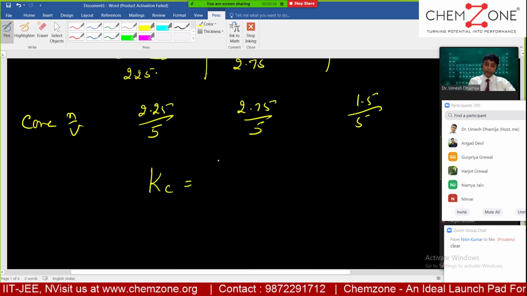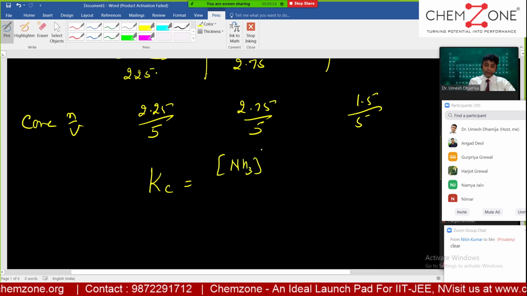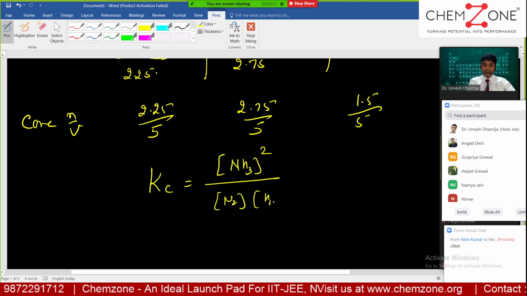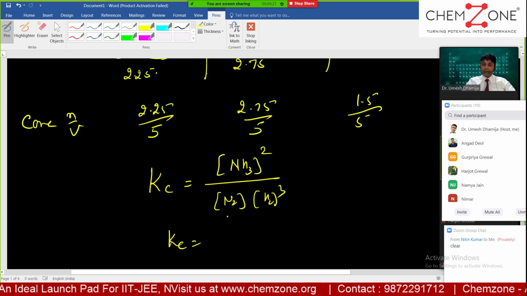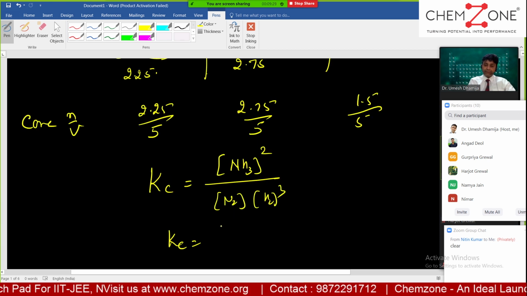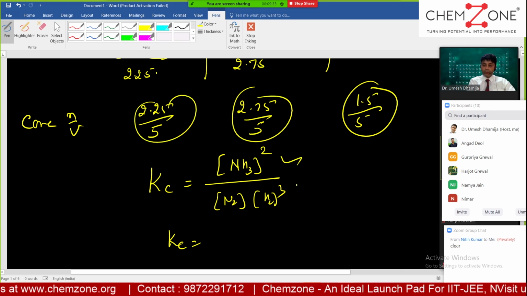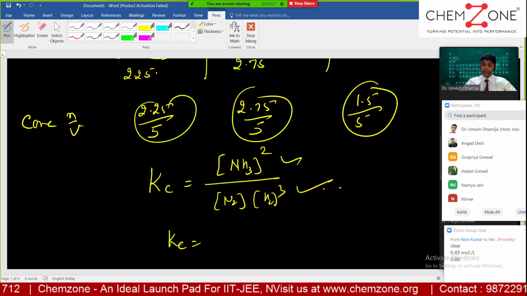So now you write the value of the equilibrium constant here, ammonia to the power 2, and now it is N2, and now H2 to the power 3. So Kc is equal to, now put all the values of this concentration that we have derived. This is this all into this, you will get the value of the equilibrium constant. Am I clear, everyone?